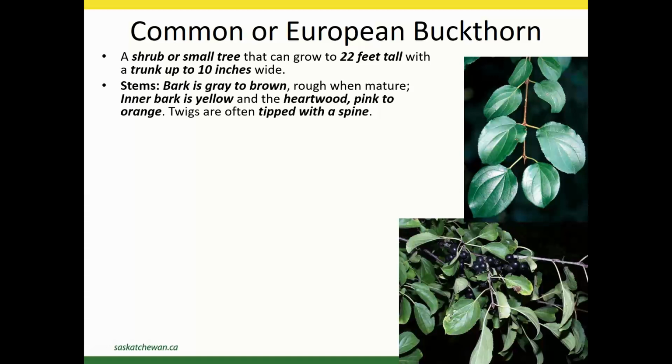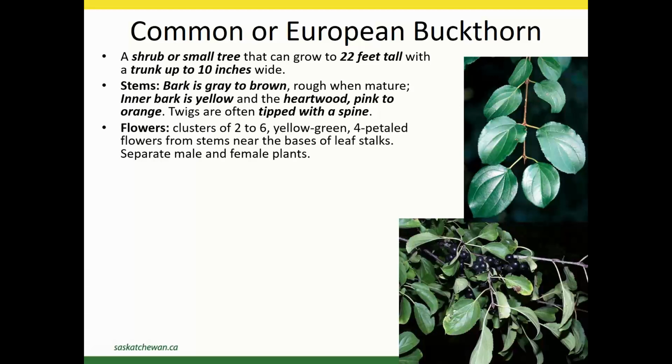The inner bark is yellow, so if you peel the bark off and you look, you'll see yellow on the underside, and then the heartwood or middle of the stems or trunk are pink to orange. And you'll often also see that with things like Manitoba maple. If you're cutting them open, you'll see red on the inside of the trunk. Twigs are often tipped with a spine.